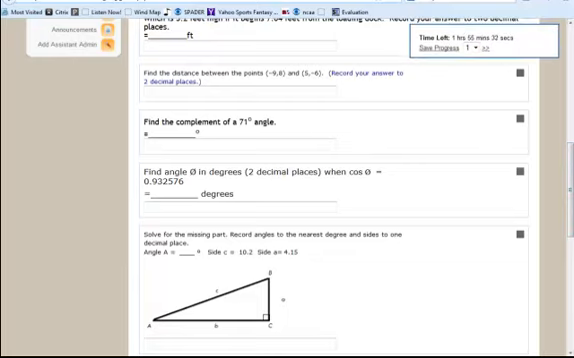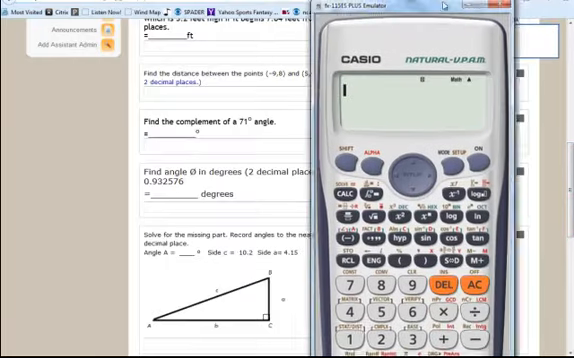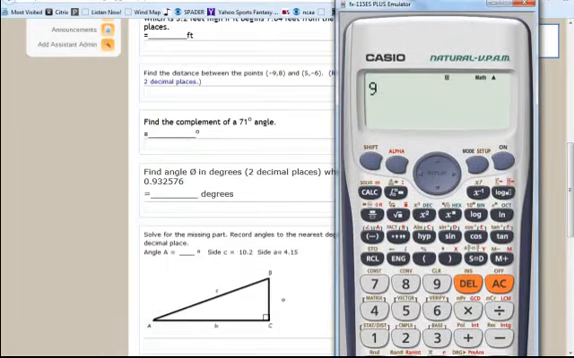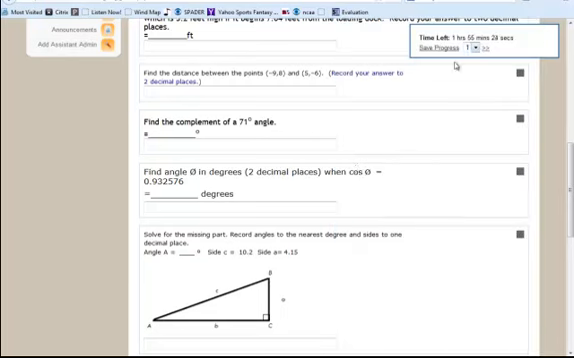Complement means they add up to 90, so you would just press 90, subtract 71, and that'll be your complementary angle.